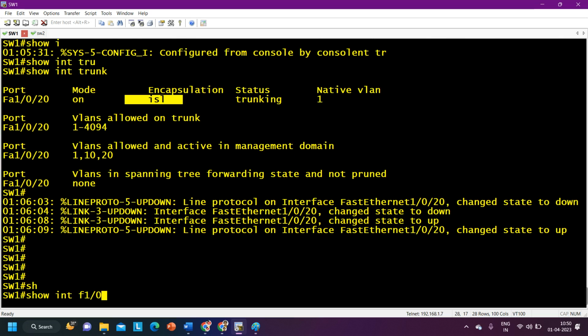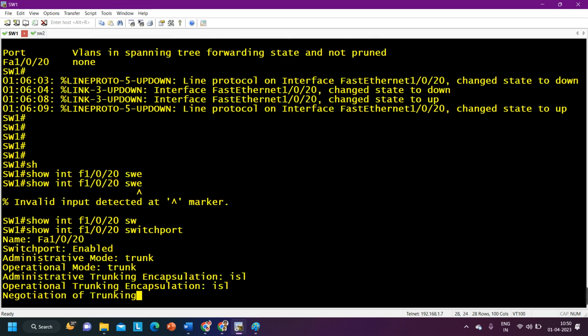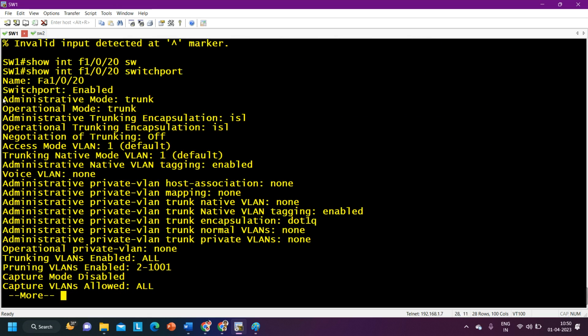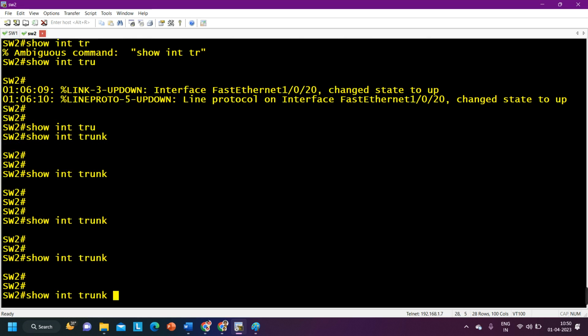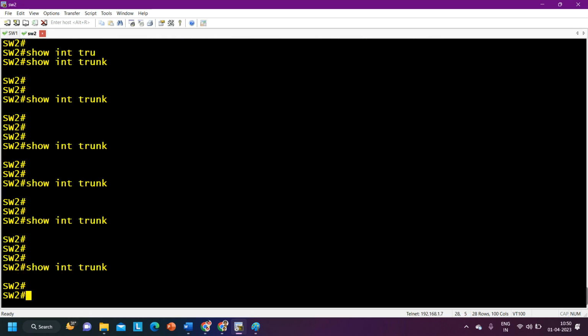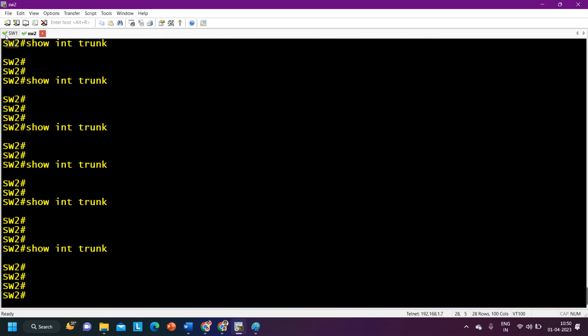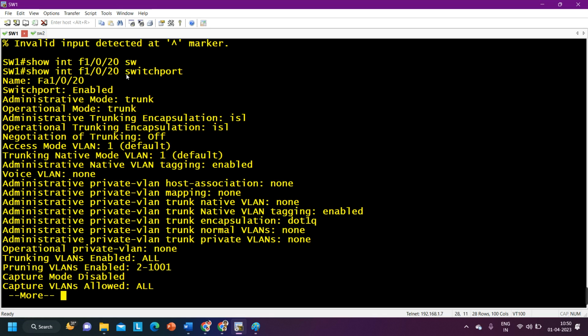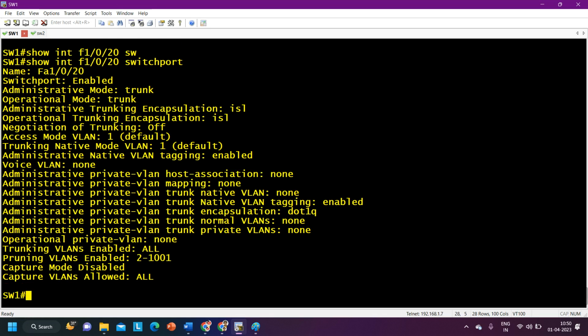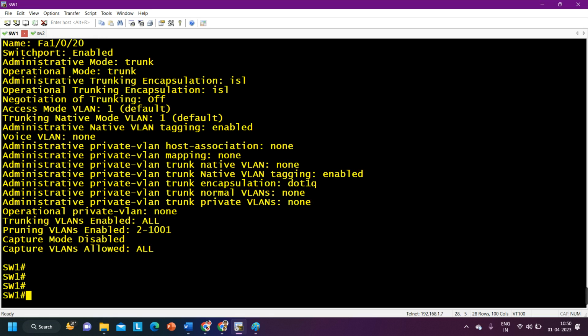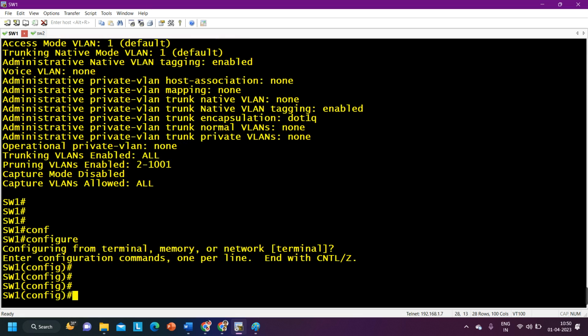So interface f1/0/20 and say switch port. Here I am running static trunking. So you can see on switch number 2, no trunking. Fine. Now what I am going to do, on switch number 1 I need to configure dynamic auto and I need to enable negotiation over here. So negotiation. Encapsulation protocol is configured as ISL. Okay, so switch 2 will negotiate it as ISL, but here I need to enable negotiation.